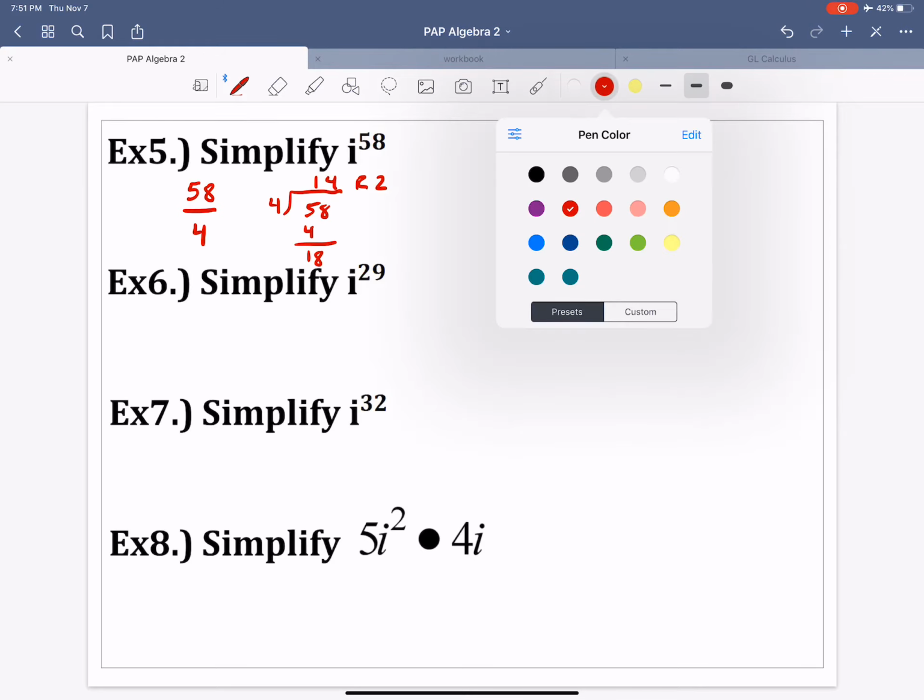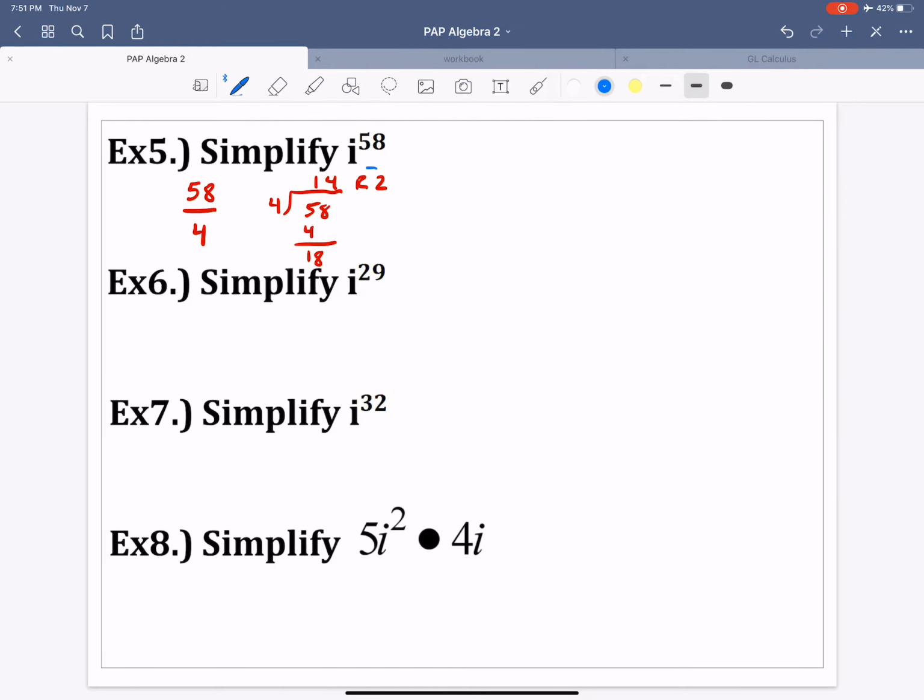What's really nice about this is you want to look and see what your remainder is. Whatever your remainder is tells you which number in the sequence you're going to have. Again, the pattern was i, negative 1, negative i, positive 1. Since we're at remainder 2, I'm at the second term in the sequence, so it'd be negative 1.